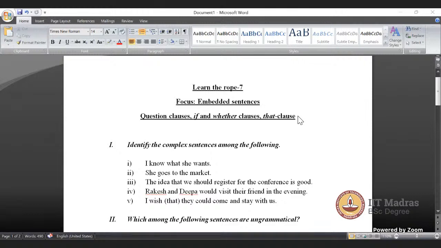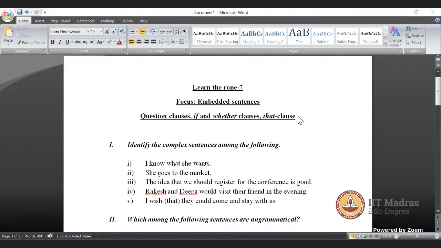Now let's look at those sentences. We have five in the first part of the question. I know what she wants. She goes to the market. The idea that we should register for the conference is good. Rakesh and Deepa would visit their friend in May. And I wish they could come and stay with us. We have five of them.